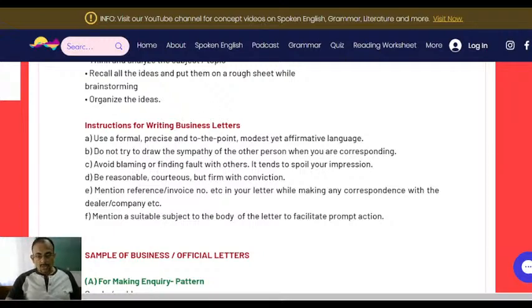You understood? So that is the reason we need to learn the draft of the physical letter. Understood? So let's see how to write the draft of the physical letter.